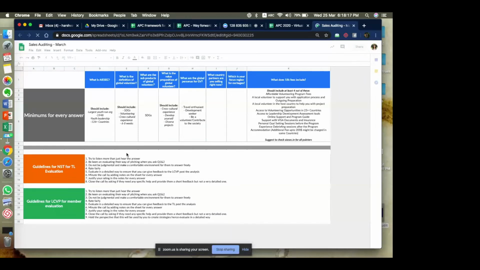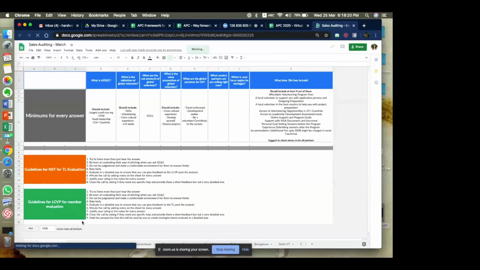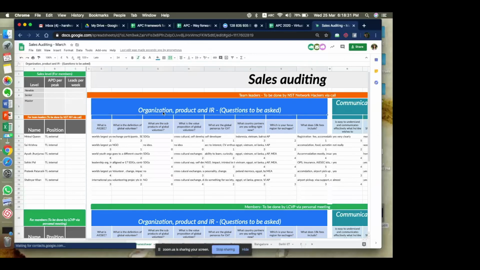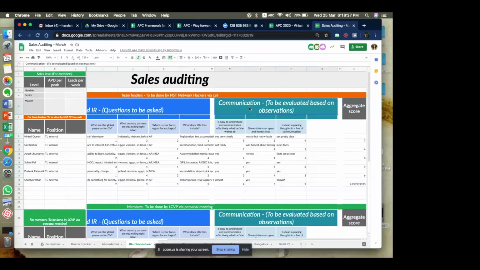Here there are guidelines given for everyone as to how exactly they are supposed to take up sales auditing. So if, let's say, I come to any sheet, let's say I come to this LC sheet. Over here, if you see, we are evaluating members on two bases. First is their organization, product, and IR knowledge. And the second thing is communication.